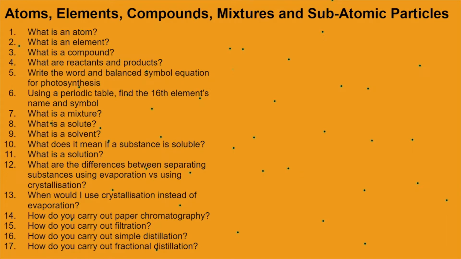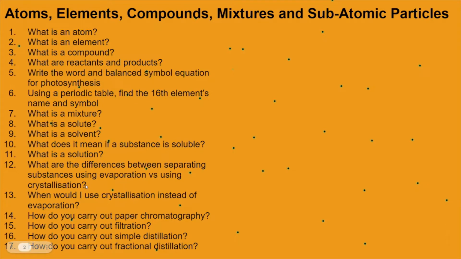So now we're going to look at the separating techniques. The difference between separating substances using evaporation versus using crystallization is evaporation is simply where you put a solution in a Bunsen burner, you evaporate off the solvent and you're left with the solute. So you may do this with seawater. The water evaporates, the salt's left behind.